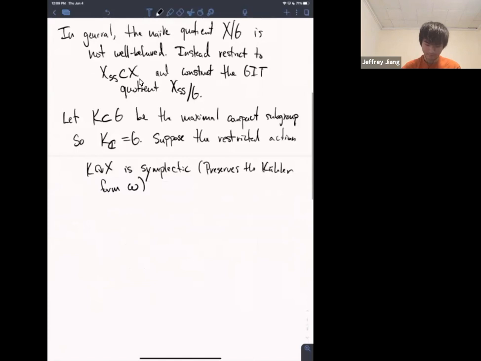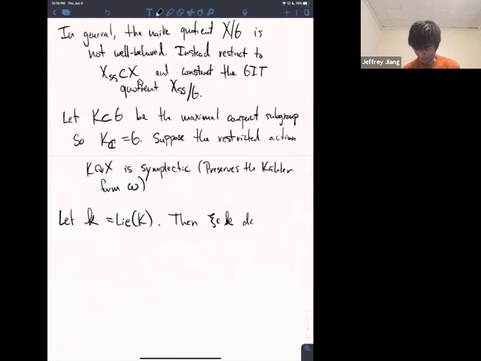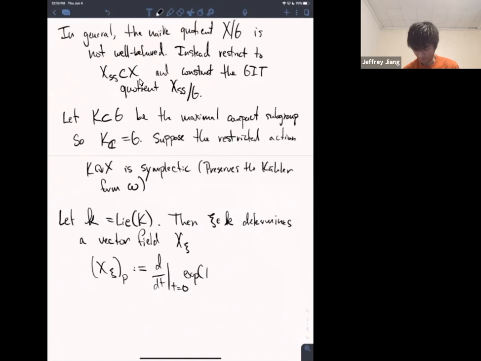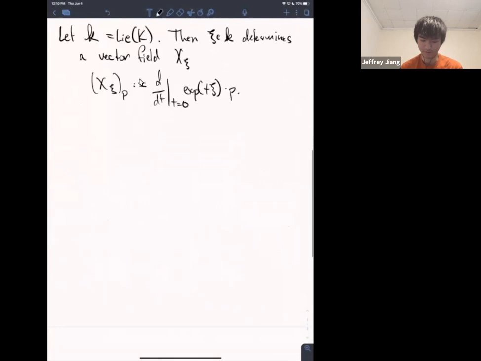Okay, so let script little k be the Lie algebra of K. Then a Lie algebra element, xi, determines a vector field, just the infinitesimal action. So I'm going to name this X of xi, and for a point p, the tangent vector is just d/dt at t=0 of exp(t xi) dot p. So just the infinitesimal action given by the Lie algebra element xi.